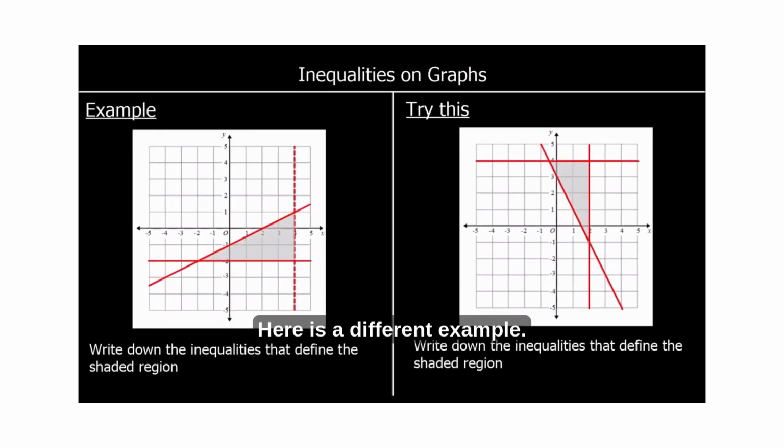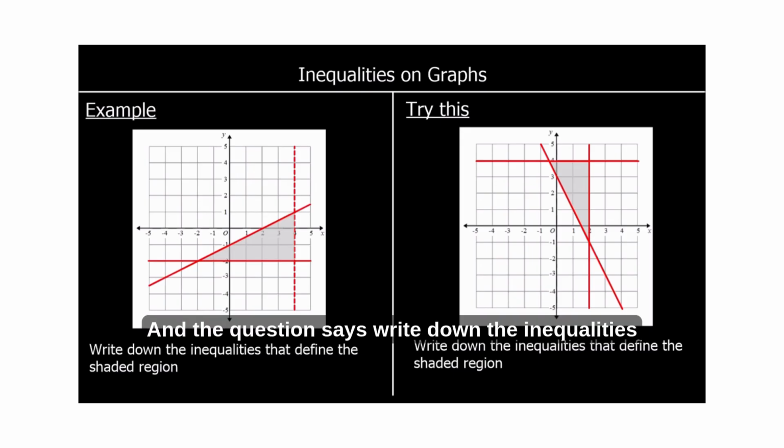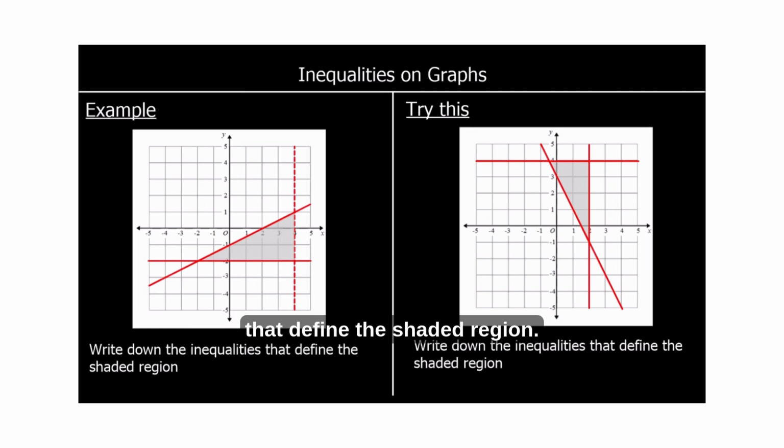Here is a different example. This time we've got the lines and the region drawn on the graph already, and the question says write down the inequalities that define the shaded region. So we need to work out what the equations of these lines are, and then also work out what the symbols are, whether it's greater than, less than or equal to, and so on. So let's start with working out the equations of these lines.